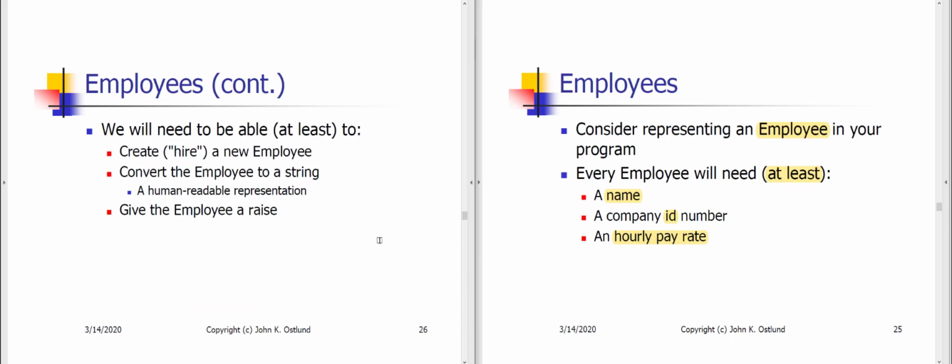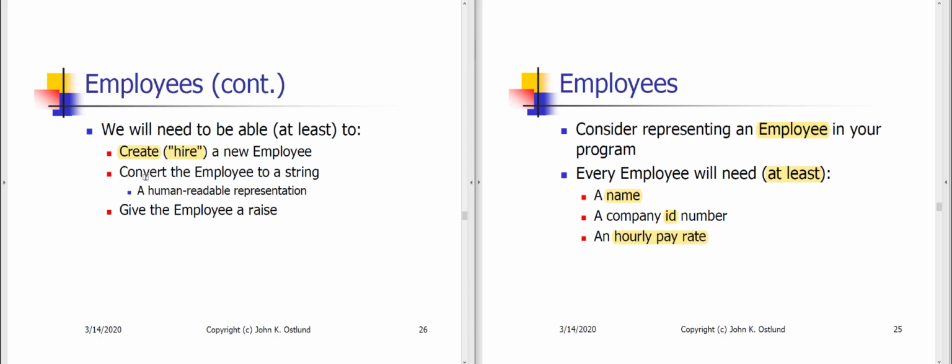Now, in terms of what we want to do with employees, here on slide 25, this is what we want each employee to know about itself: its name, its ID number, and its hourly rate. In terms of what we would like to be able to do with employees, we would like in our company to be able to hire a new employee. This means that we want to be able to create employee objects within our program.